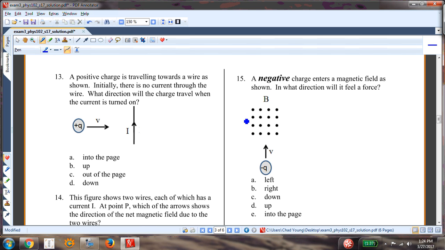A positive charge is traveling towards a wire. What direction will the charge travel when you turn on this current? Well, you use your right-hand rule in a couple different ways. First, on the wire, it tells you that there's a magnetic field into the page and out of the page. So this charge is traveling into a magnetic field out of the page. So my velocity is to the right. So my force then is down, letting my fingers fold towards the magnetic field, which is out of the page. So 13 then is D.